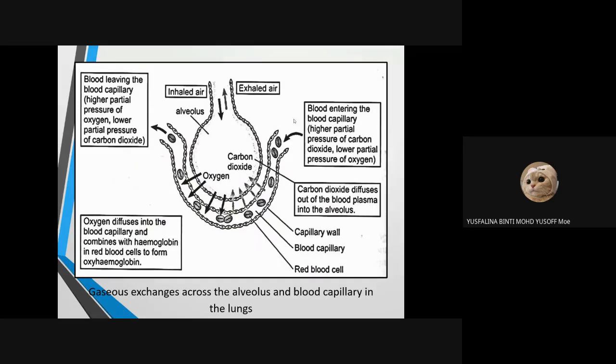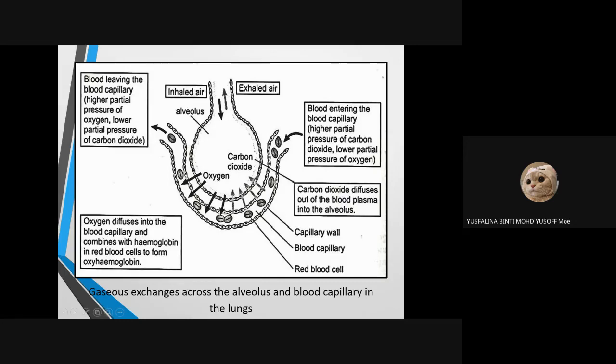So the first one, the blood entering the blood capillary, has a higher partial pressure of carbon dioxide. This red blood cell has high carbon dioxide and low oxygen. It will travel here, and the carbon dioxide will be diffused into the alveolus. The oxygen will be diffused into the blood capillary and combine with the hemoglobin to form oxyhemoglobin. Then it will travel back to the heart, and the heart will pump it through our body cells. So this is how oxygen and carbon dioxide are exchanged in the alveolus.